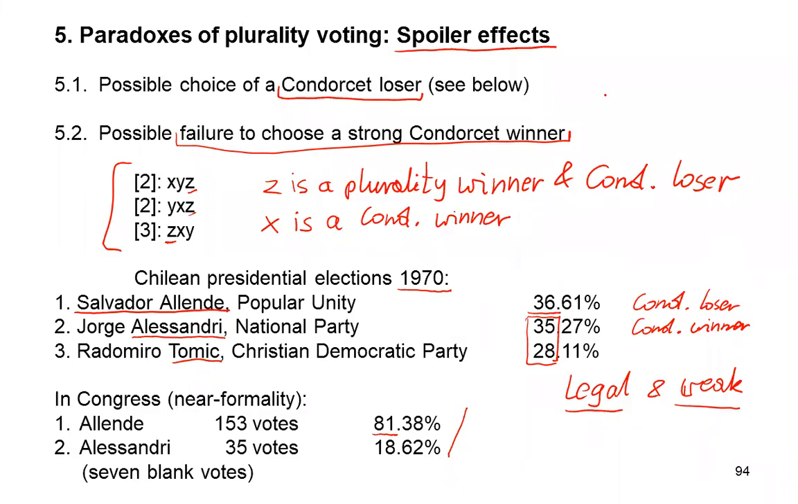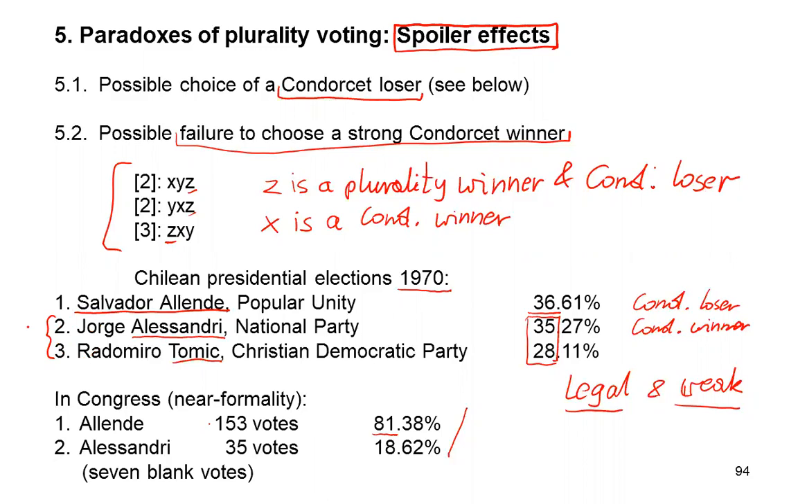Let's go quickly to the previous slide from the previous lecture on the paradoxes of plurality voting. I mentioned spoiler effects, but I didn't explain what this means. In this particular case, we had two candidates who were very close. Their supporters were very similar, and they both competed in the elections. So if any of them withdrew from those elections, the other one would be the winner.